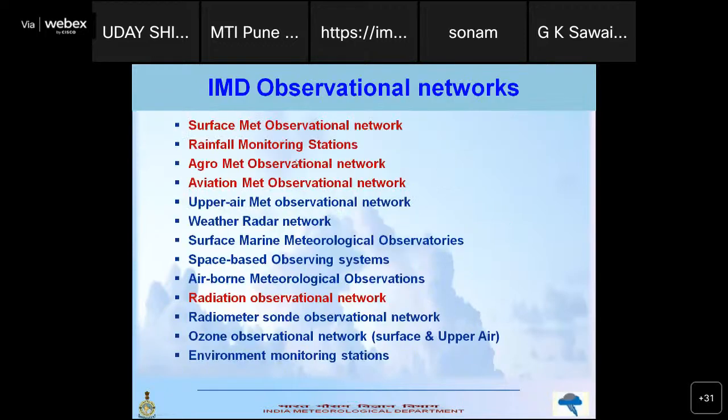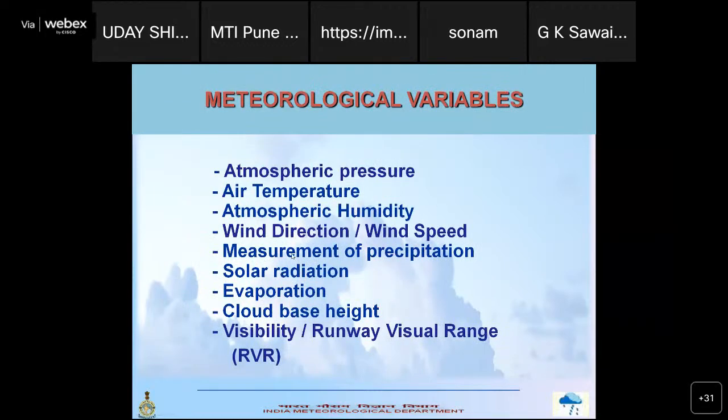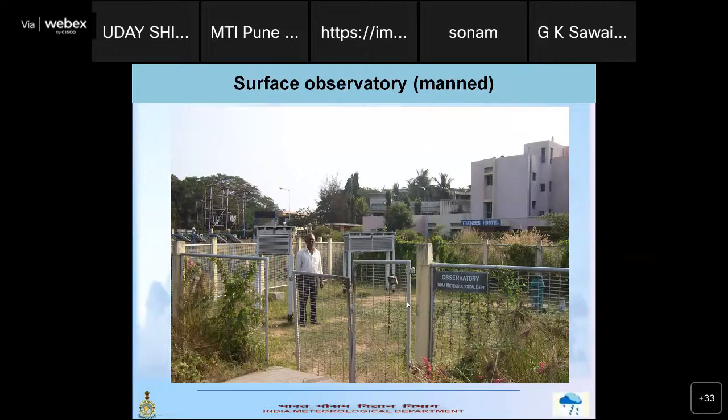These are the surface observatories. I already discussed some; this red color is basically concerned with surface observation, aviation observation, rainfall observation stations, and radiation observation, which we already discussed. So these are the meteorological parameters: atmospheric pressure, temperature, humidity, wind direction, wind speed, measurement of precipitation, meaning rainfall, solar radiation, evaporation, cloud base height, and visibility. RVR visibility is concerned with the airports, and cloud base height is also required for airport and aviation operation. So we will discuss these parameters one by one later on.